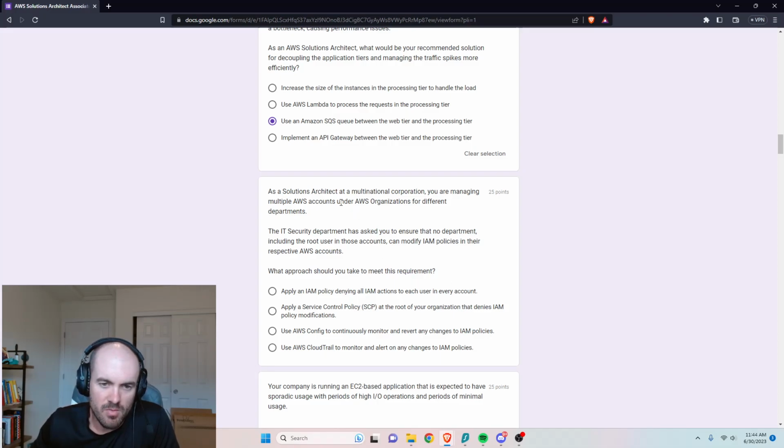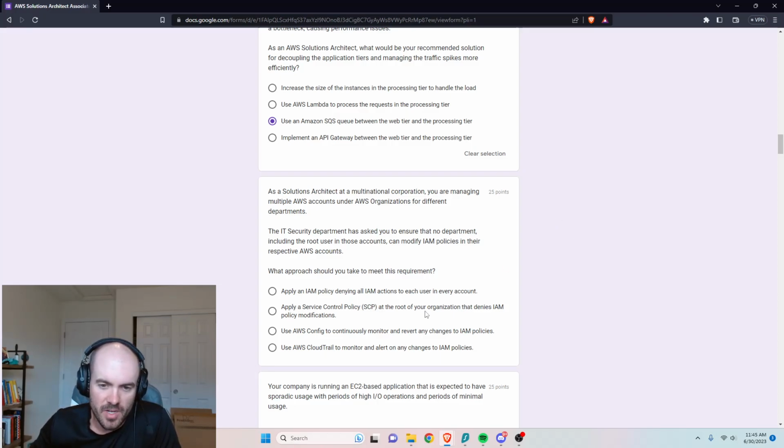So since we're working with multiple accounts in an organization, and we're talking restricting policy permissions basically, and all accounts, right off the bat I'm thinking an SCP, but let's look at these answers here. So apply an IAM policy denying all IAM actions to each user in every account. That's a horrible idea, because at that point nobody would be able to manage IAM, which is not ideal, so let's rule that one out.